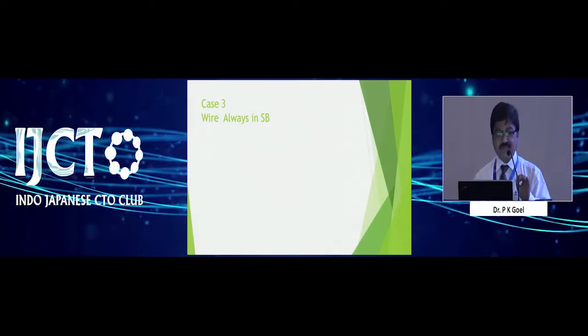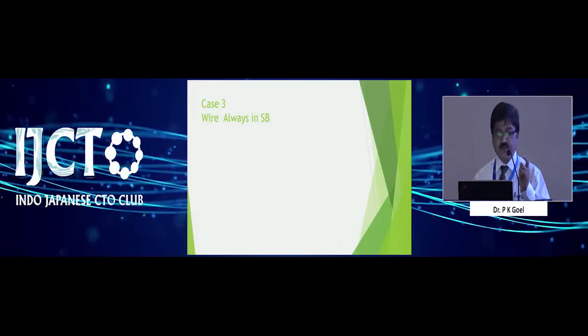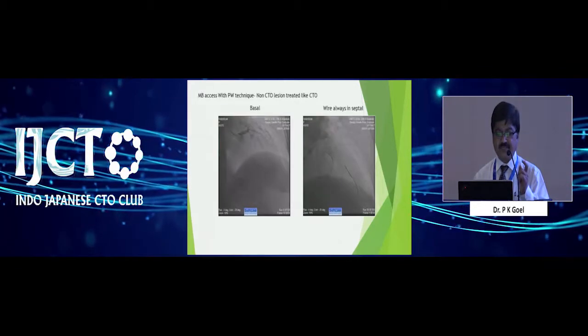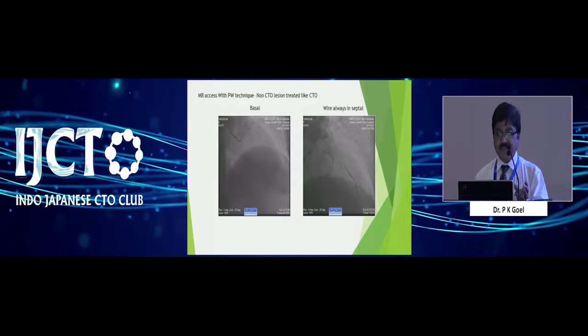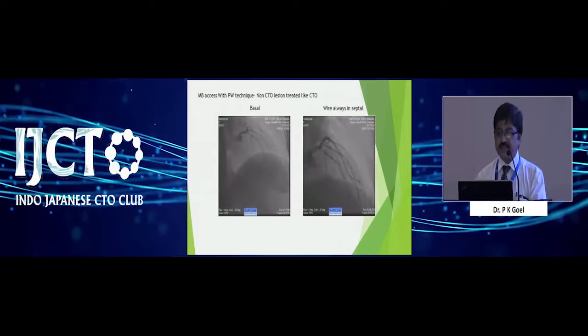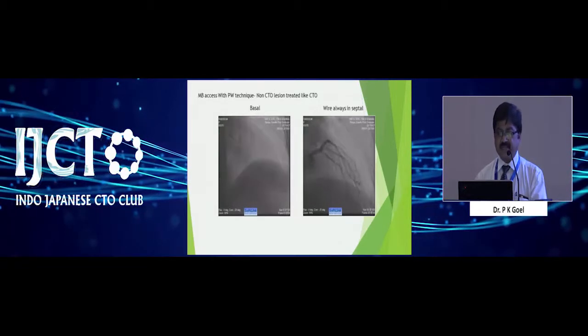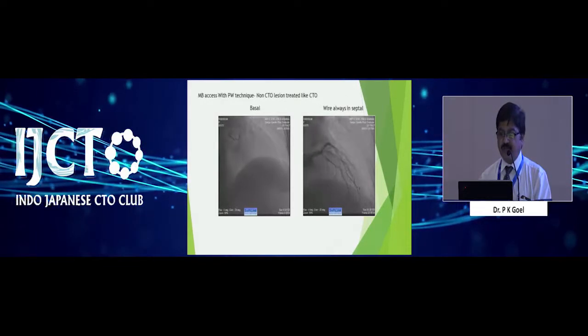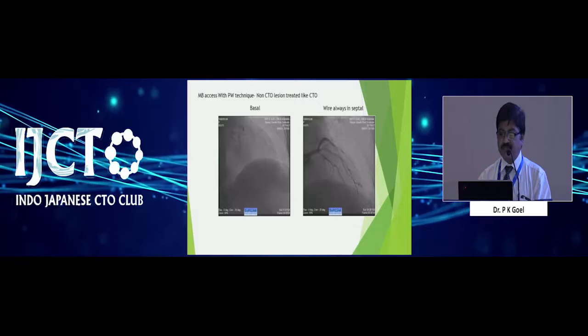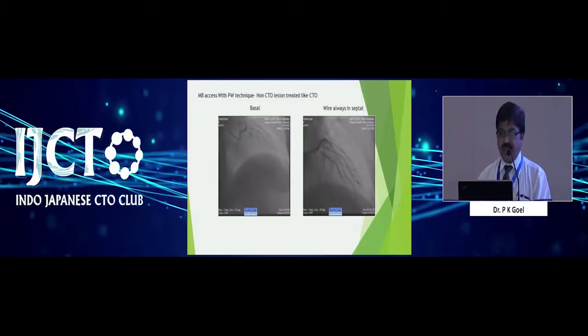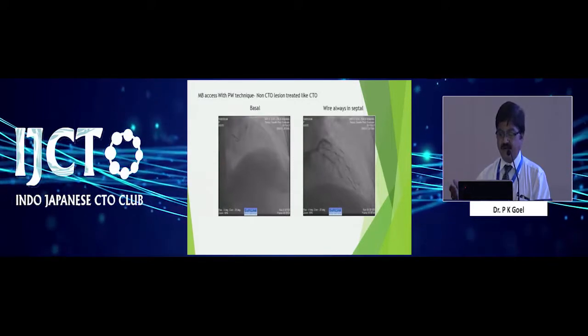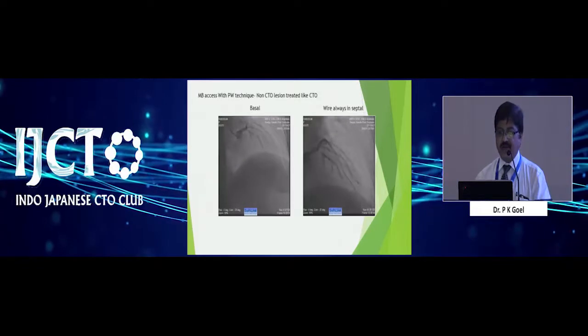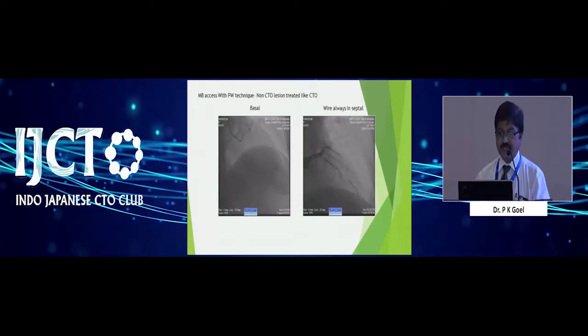Now, this was a case where the wire was always going into a side branch. Now, if you see this, it doesn't look like a CTO, you may say, but this is a recanalized vessel behaving like a CTO. So we had a soft wire going down, but halfway through the lesion, it goes into the septal, and it will not go into the main branch at all. Now I need a stiffer wire. I need a CTO type wire.